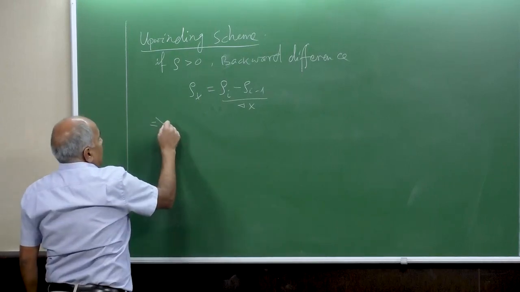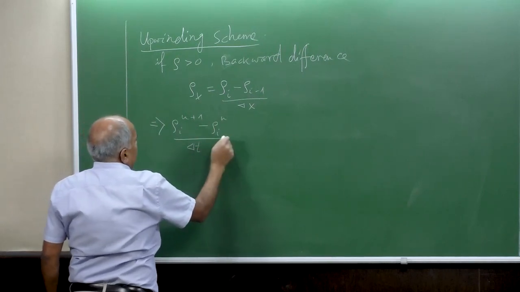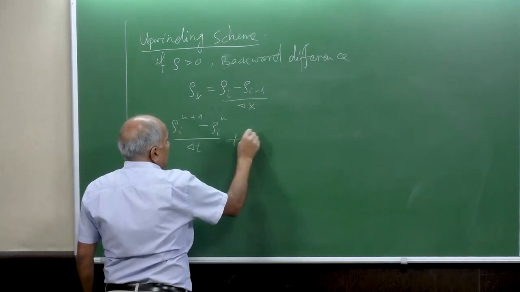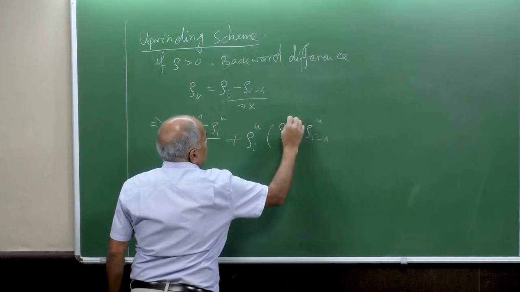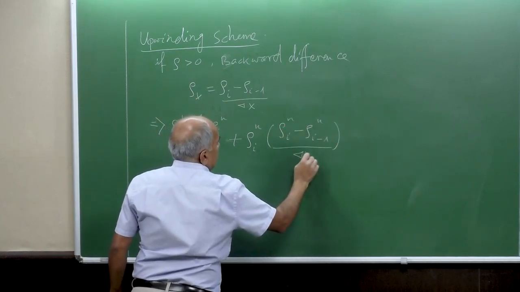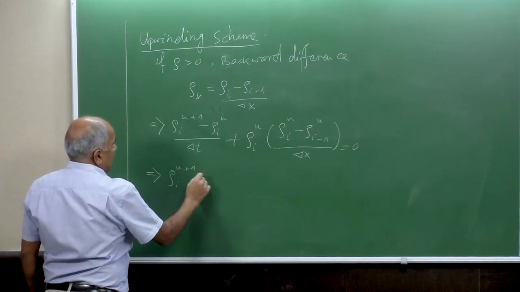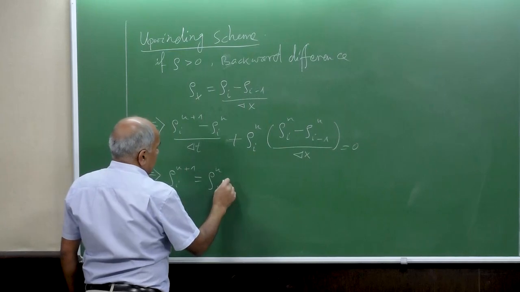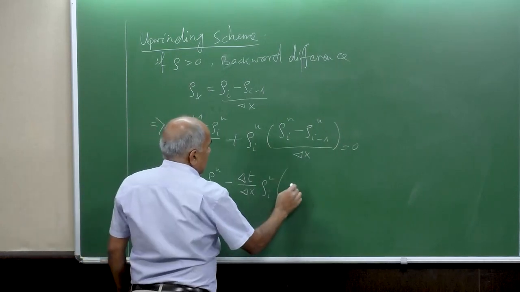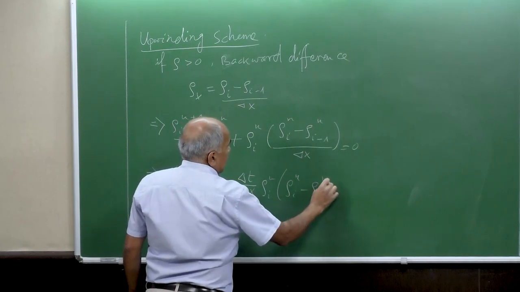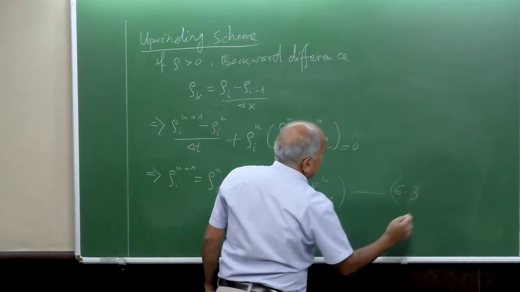So, our scheme is rho of i at n plus 1 minus rho of i at n by delta t plus rho of i n times rho of i minus rho of i minus 1 at time level n divided by delta x is equal to 0. So then we finally get rho of i n plus 1 is equal to rho of i n minus delta t by delta x rho of i n times rho of i n minus rho of i minus 1 n. This I define as 6.3.